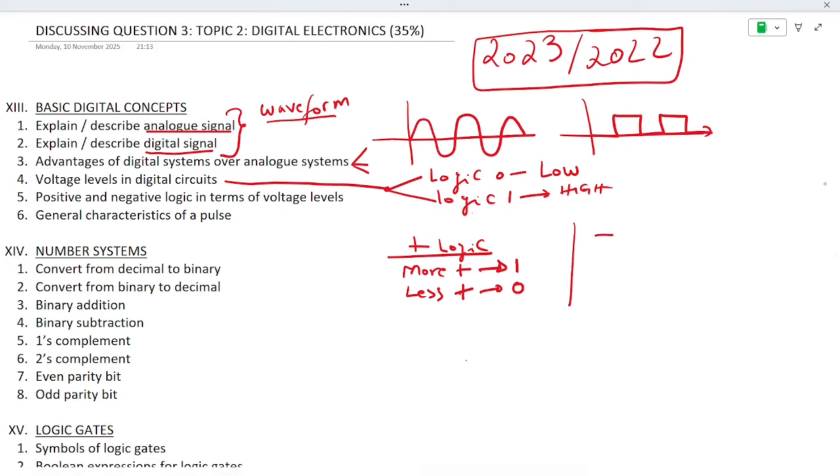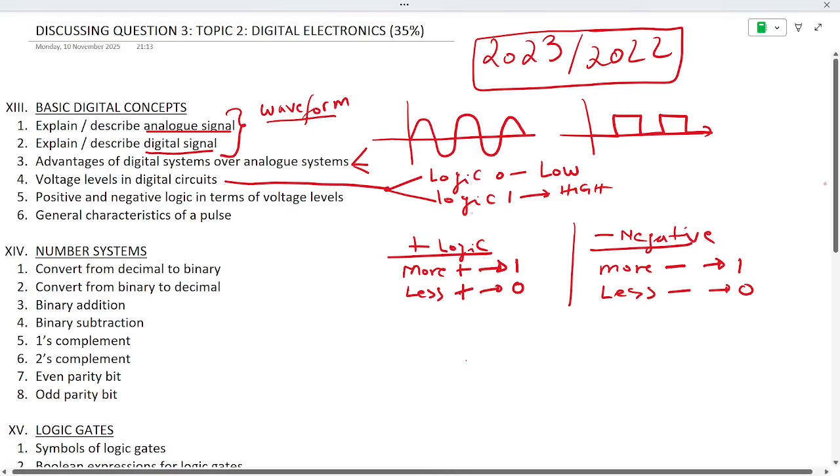In a negative logic, it's just the opposite. In a negative logic, a more negative voltage is going to represent a 1, and a less negative voltage is going to represent a 0. So that's how it is. You're going to have to explain this, writing words if they ask you to explain. If they ask you to draw the waveform, you might show something like this.